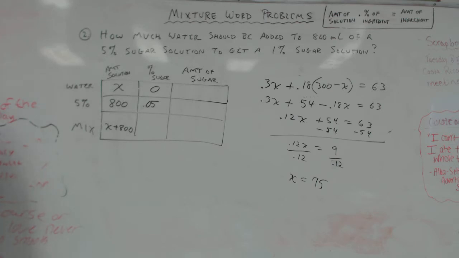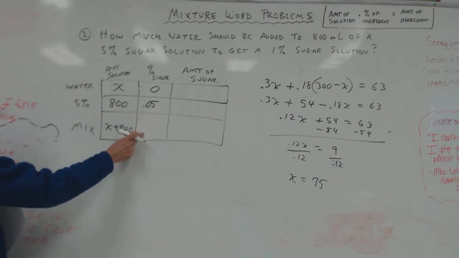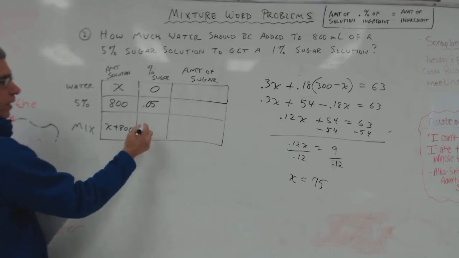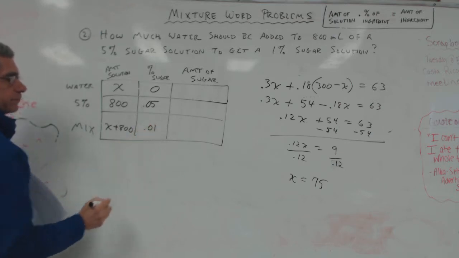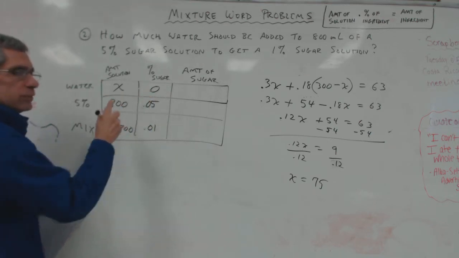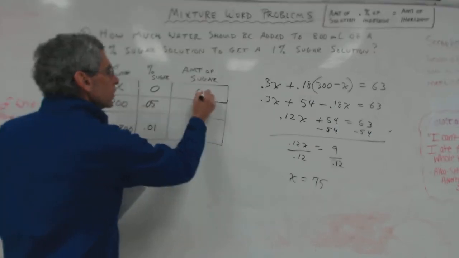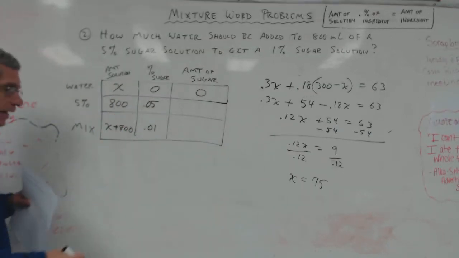So we got 0%, right? Or 0. There's none, right? And then how much do we need here? We need a 1%, right? 0.01. You with me? So now we just multiply it out. 0 times x, 0. Beautiful. Now 800 times 0.05.